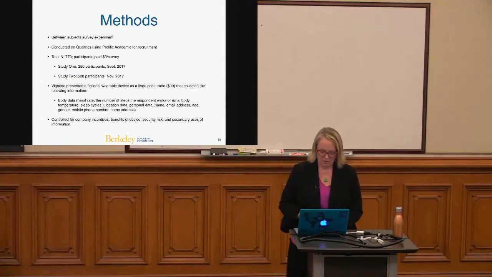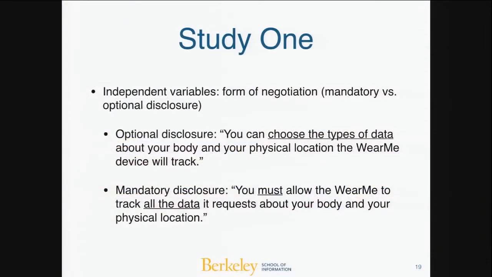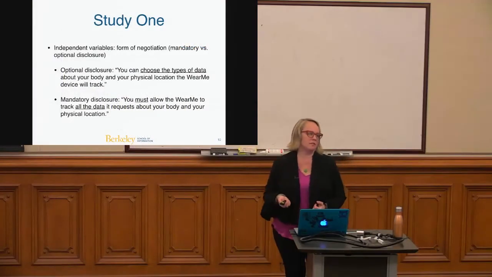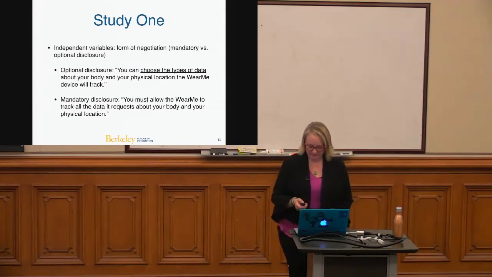So in study 1, the independent variables were two forms of negotiation, mandatory versus optional disclosure. And so the optional disclosure condition was essentially, you can choose the types of data about your body and your physical location the Wear Me device, that's the name I gave this fake product, will track. And the mandatory disclosure condition was, you must allow the Wear Me to track all the data it requests about your body and your physical location. And so people were randomly assigned to one of these two conditions.